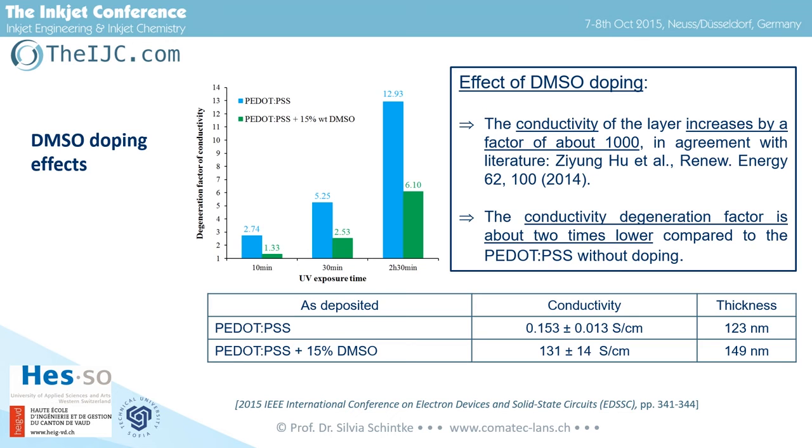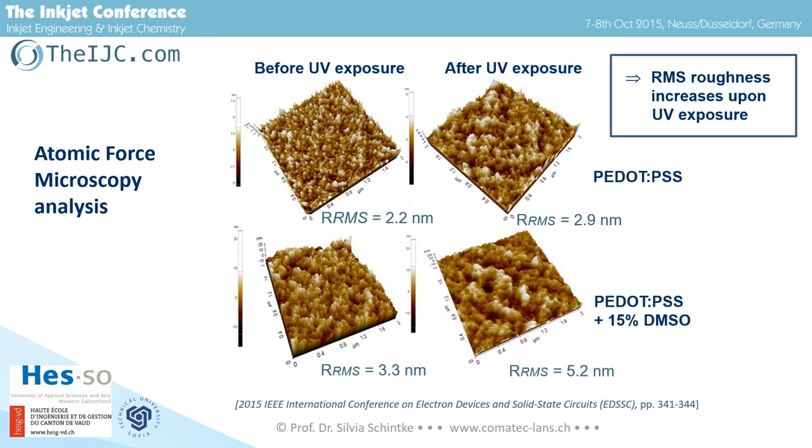The other point which we studied, of course, is the evolution of the surface structure of our polymer layers. The roughness increases when we expose it to UV, but this is the case for both structures, and currently we are investigating in more detail what effects are taking place at the microscopic level.